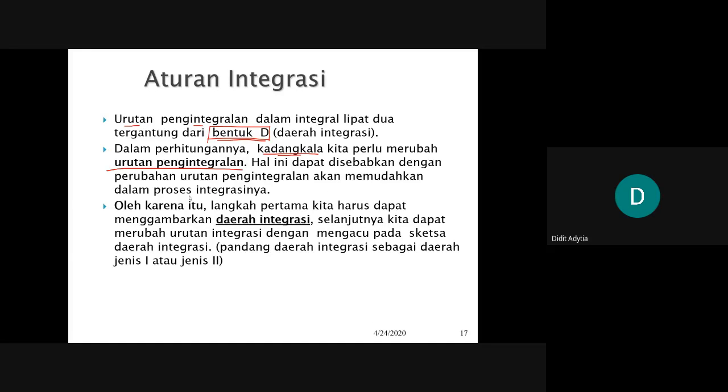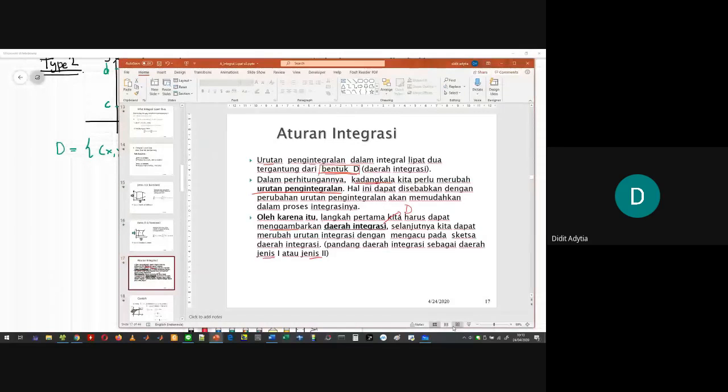Because of that, the first thing that we need to do, just as I said in the last meeting, is draw the area of the integration, which in this case is D. And then we can change the order of the integrations by simply referring to the sketch of the integration area. So you can look at it as a type 1 or a type 2. So we go to the examples.